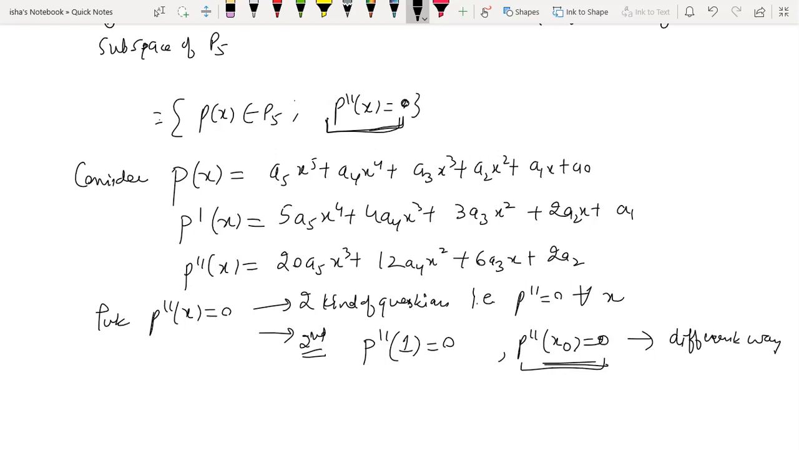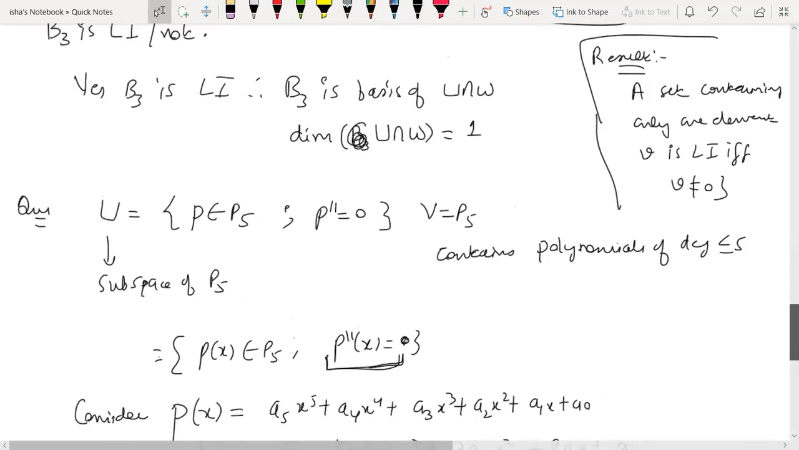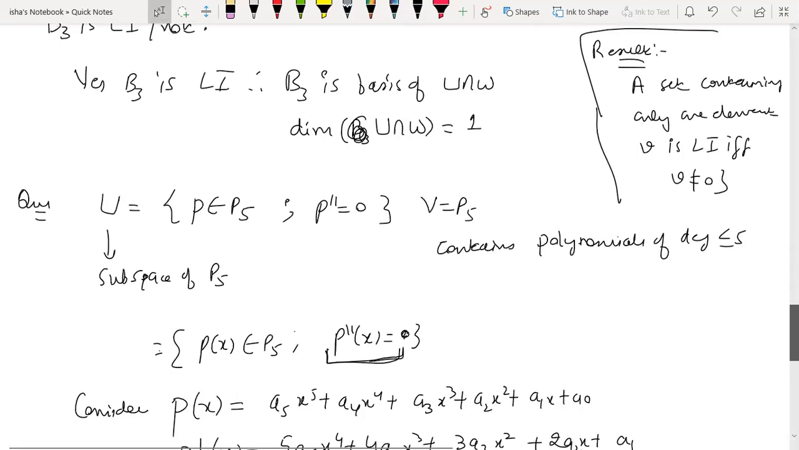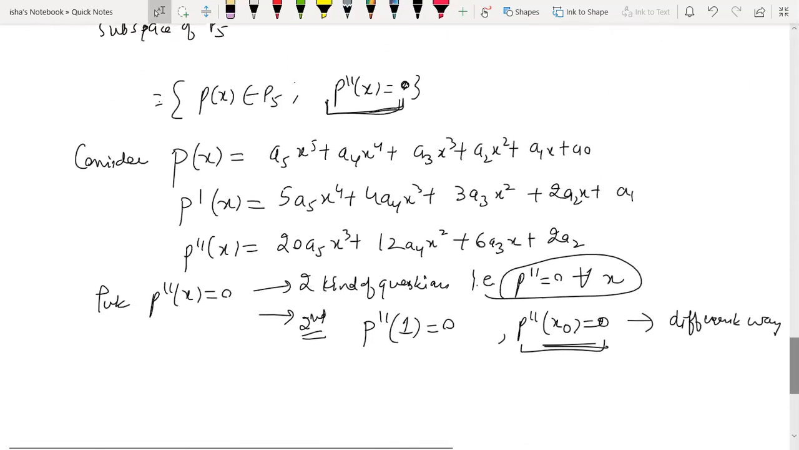But in this question, we are given this condition, because you see what was written in the set defining property. This was written that p double dash is 0. So without any condition on x, it is becoming 0. So that means it is 0 for all values of x. So now putting p double dash is 0, what does it mean? What do you mean by a polynomial becoming 0?